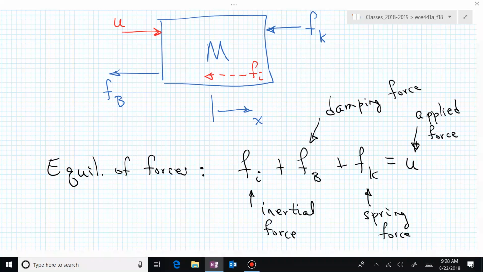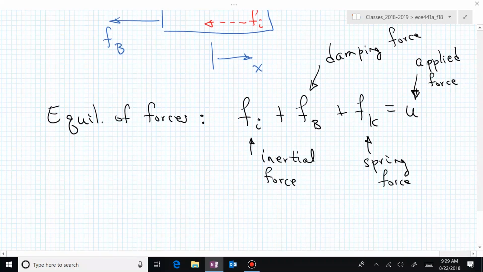Step number 3, cha-ching, we can check that off. Step 4 was converting all of those F's into equations involving x, x prime, and x double prime. Those are our variables of interest. Our equation now we want written in terms of the externally applied force U, and B, K, x, x prime, and x double prime. Those are the variables we want in our differential equation.